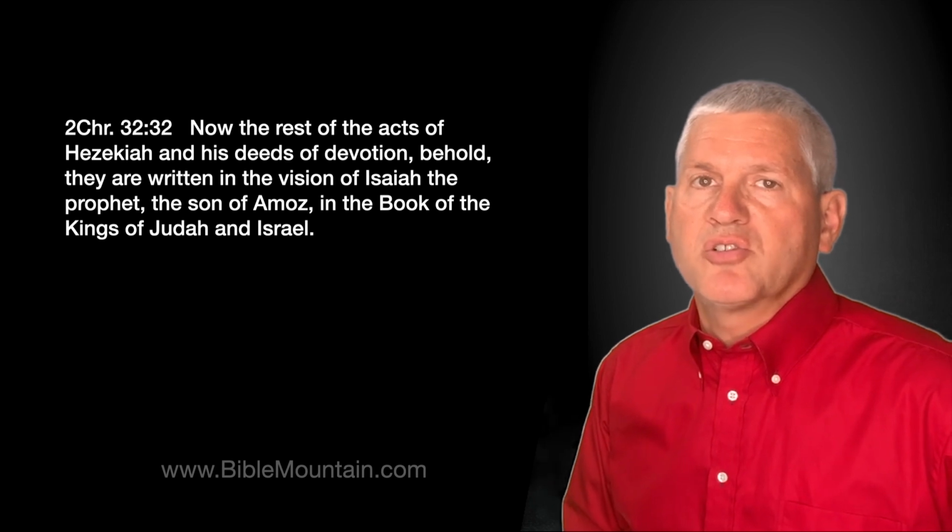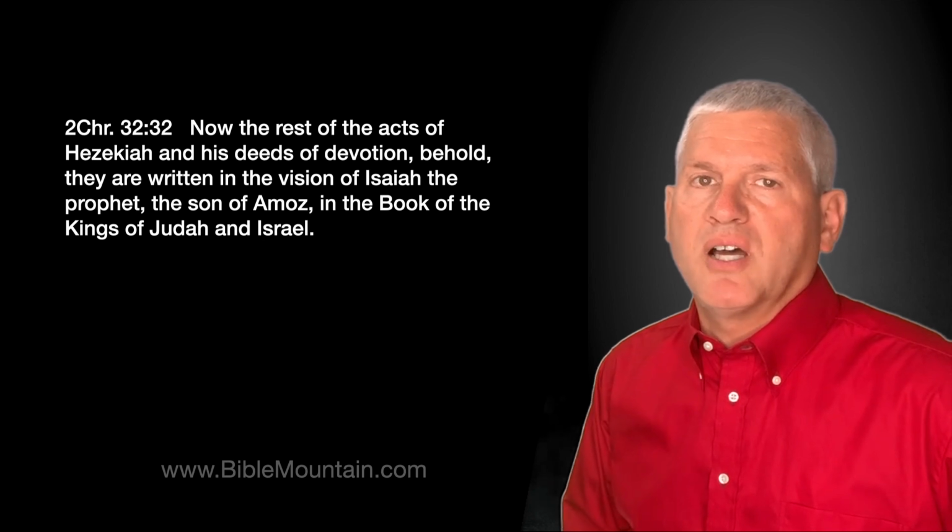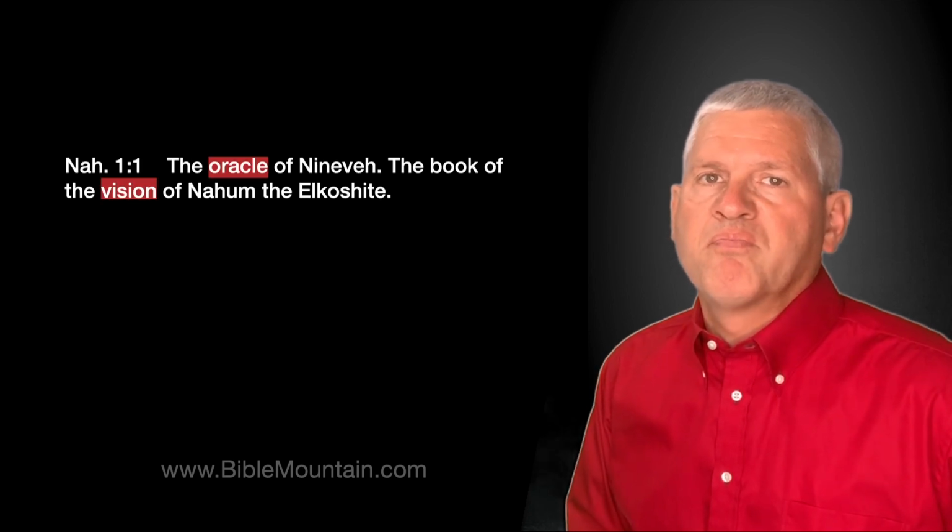2 Chronicles 32 verse 32. Now the rest of the acts of Hezekiah and his deeds of devotion, behold, they are written in the vision of Isaiah the prophet, the son of Amoz, in the book of the kings of Judah and Israel. Here, the word vision was used to refer to things that were written by Isaiah the prophet. Let's go back to the first verse of Nahum.